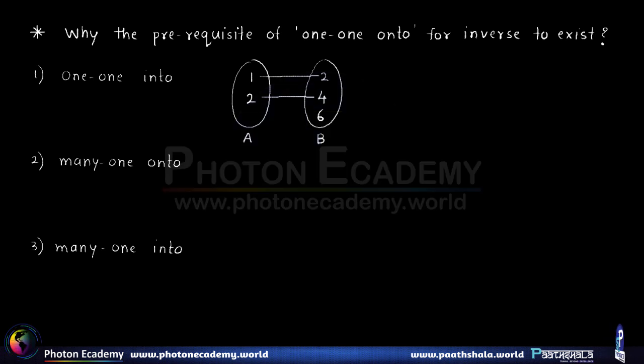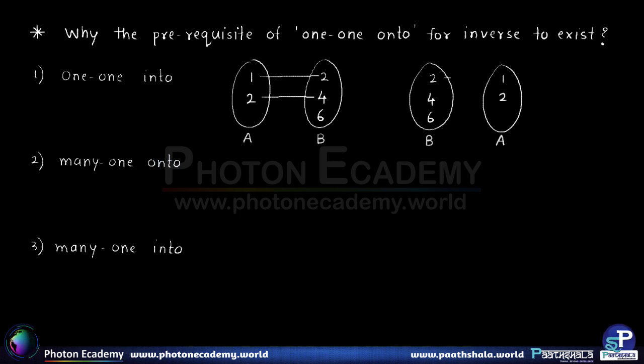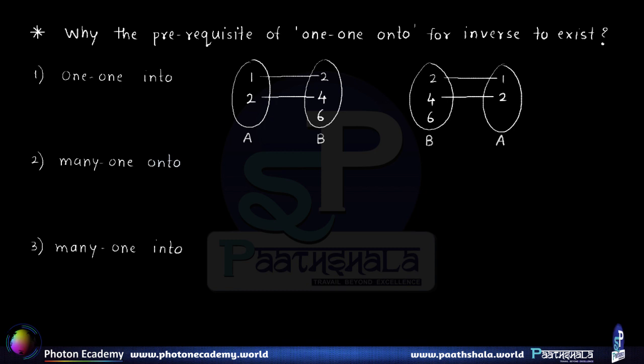Now keeping the same arrows, if we flip the sets, because now we must have B as the first set and A as the second set, isn't it? So now if we exchange the sets, we observe whatever relation is shown in this figure. Is this an inverse first of all, and is this a function?